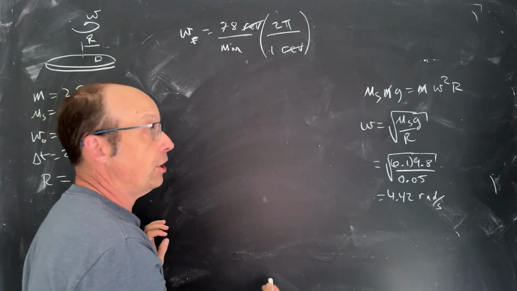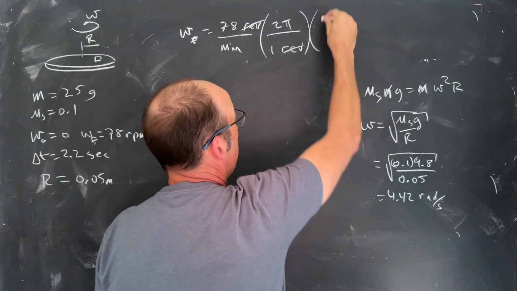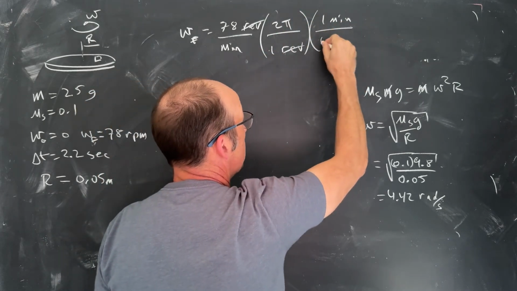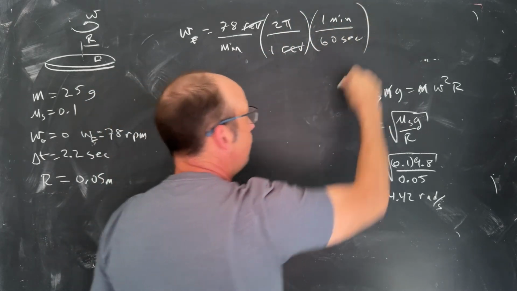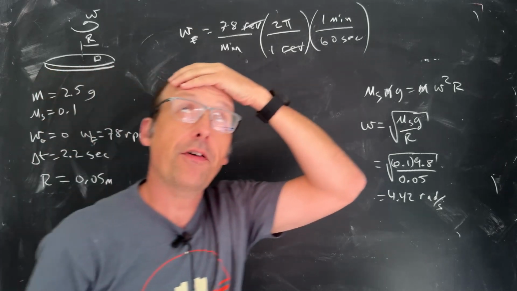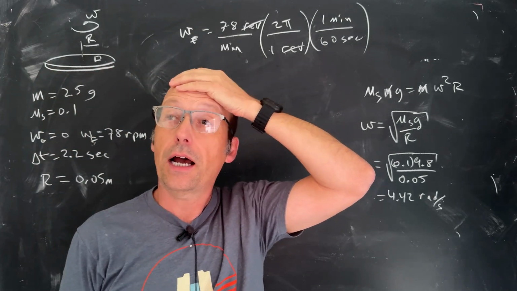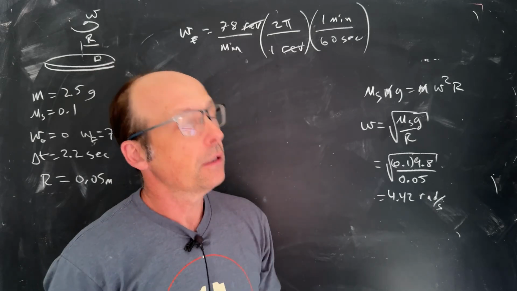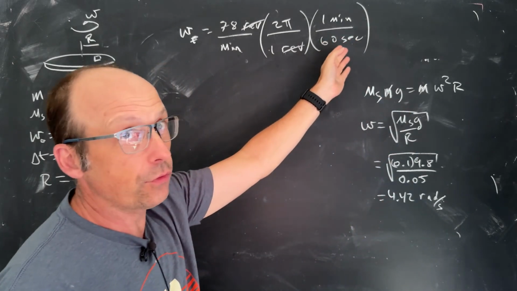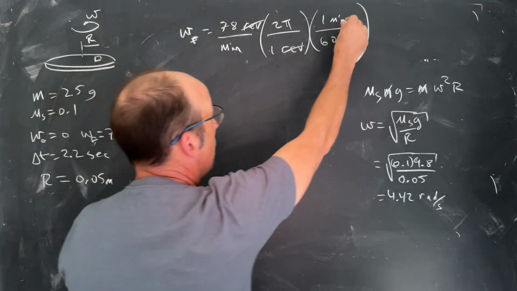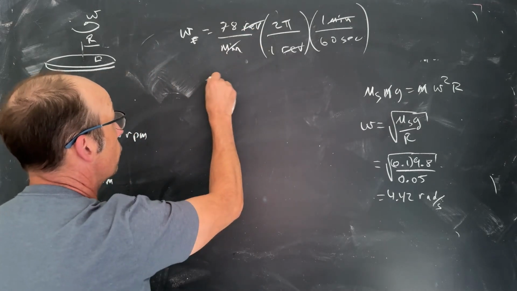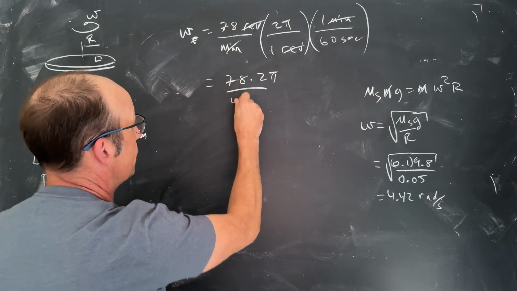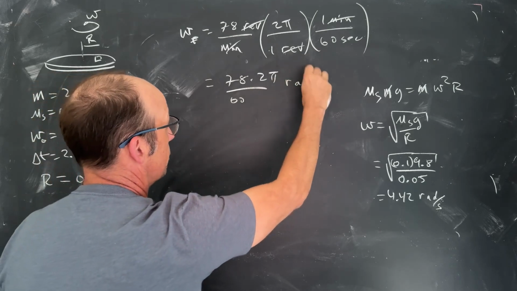Okay, now I need to change minutes into seconds. So I know that 1 minute, I'm going to put it on the top so that it'll cancel, is 60 seconds. I see a lot of people think, if I want to convert to seconds, do I divide by 60 or multiply by 60? Wait, I can't remember. So be careful. That's why it's very useful just to write it down. And you can see minutes cancel. Okay, so I get 78 times 2 pi over 60 radians per second.